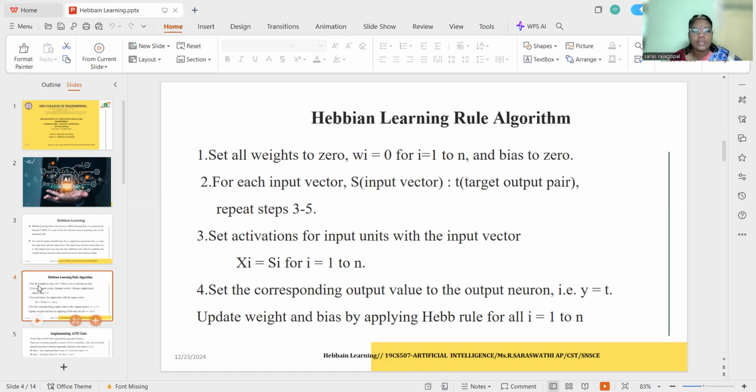Fourth point is to set the corresponding output value to the output neuron. For example, y is equal to t. Y is the output, the output neuron, and the target output is t. Then update the weight and bias by applying the Hebb rule for all the inputs i equal to 1 to n.